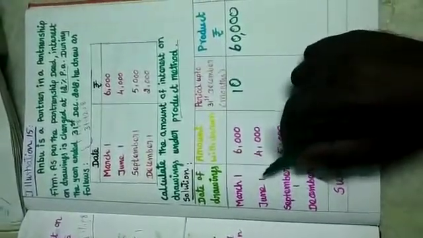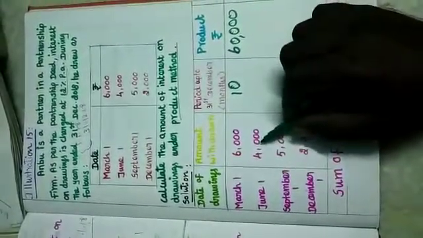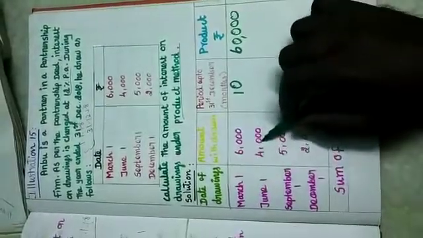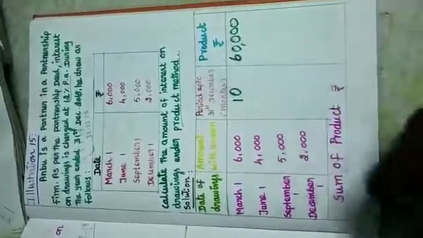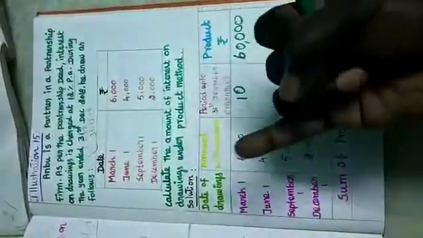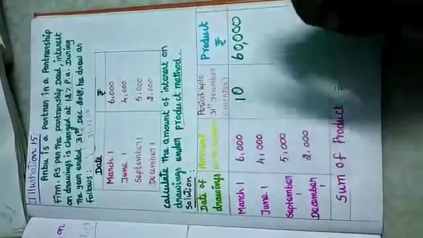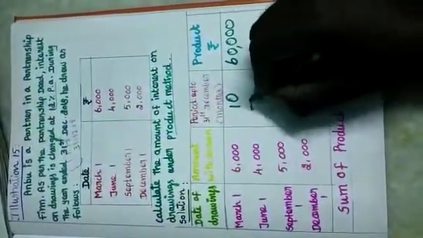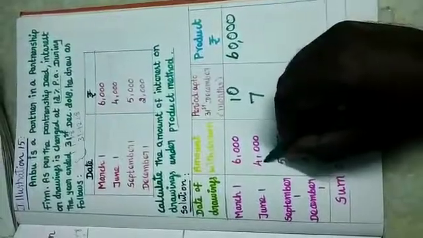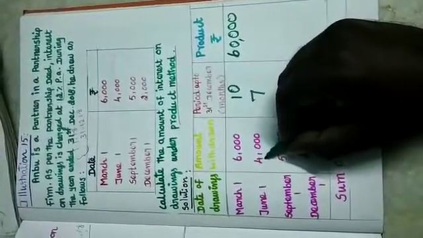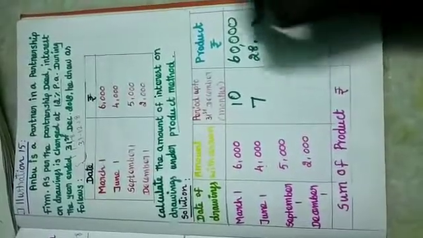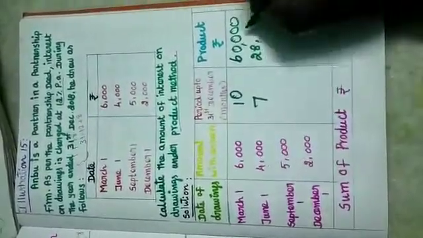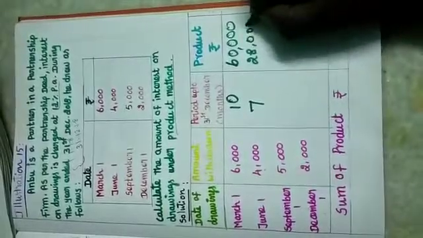Then June 1, the amount withdrawn in June is rupees 4,000. This 4,000 withdrawn in June is going to be used till 31st December. How many months are there? June, July, August, September, October, November, December. 7 months. So you write 7 here. 7 4s are 28. So 28 is written, and how many zeros are here? 3 zeros, place the 3 zeros.